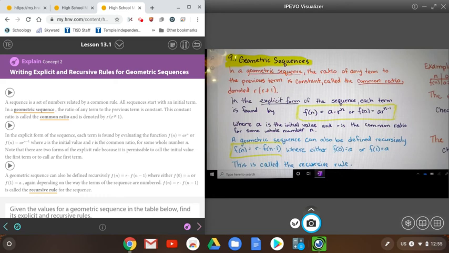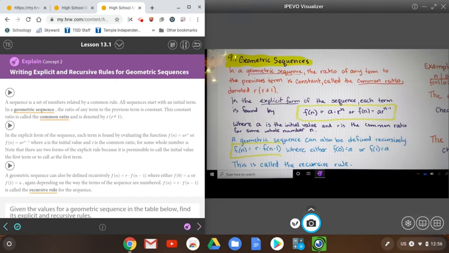Okay, we're going to talk about geometric sequences. A sequence is a set of numbers related by a common rule. All sequences start with an initial term. In a geometric sequence, the ratio of any term to the previous term is constant. This constant ratio is called the common ratio and is denoted by r, where r is not equal to 1.